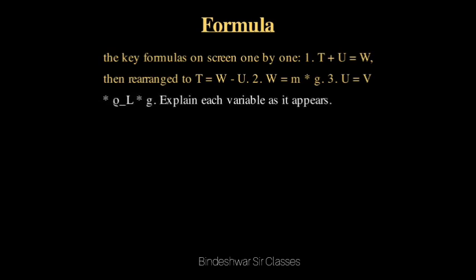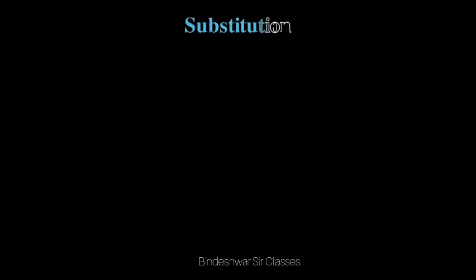To solve for tension, we rearrange this to T equals W minus U. Now, we need the formulas for weight and upthrust. The weight W is simply mass times gravity, or m times g. The upthrust, U, according to Archimedes' principle, is the weight of the displaced liquid. This is calculated as the volume of the object, V, multiplied by the density of the liquid, rho sub L, multiplied by g. Now let's start substituting our values.